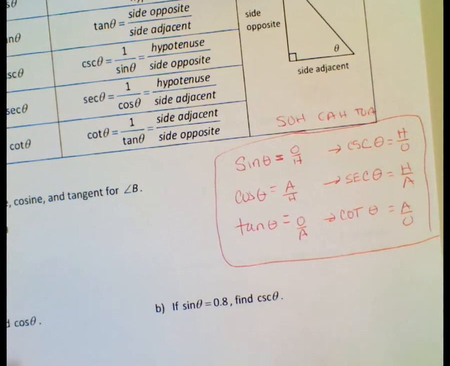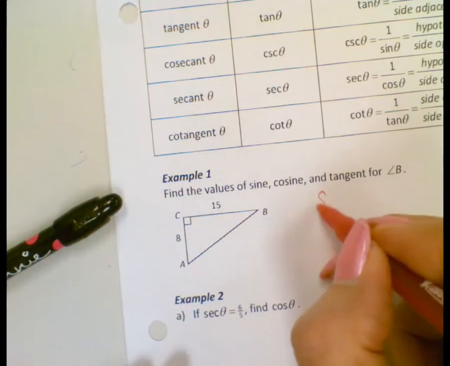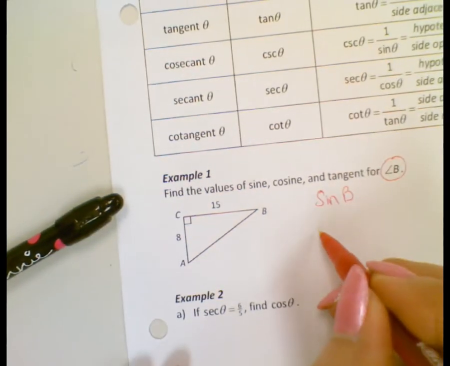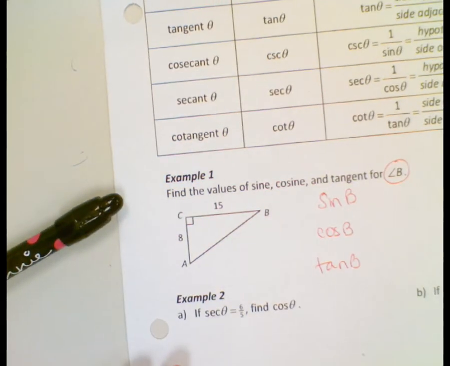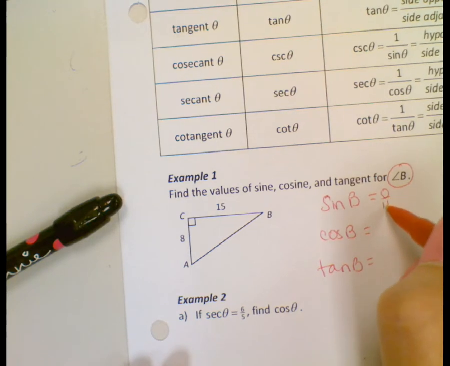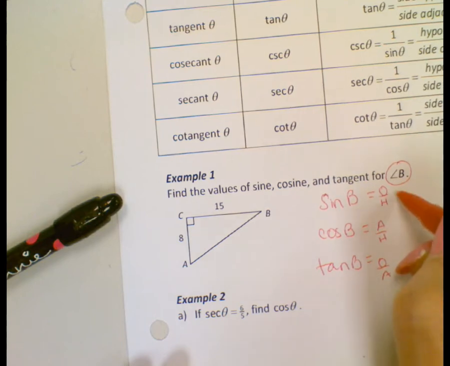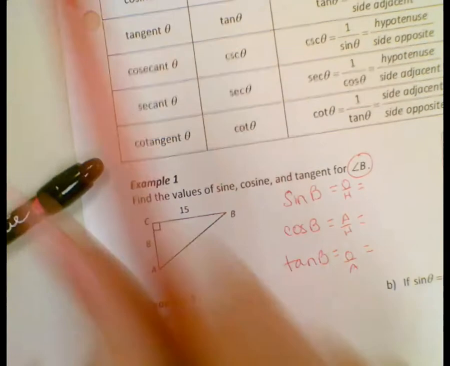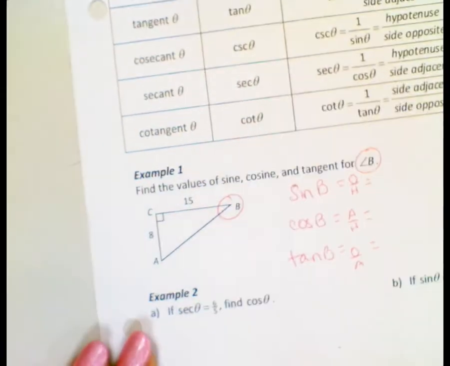Okay, so in example 1, you have to find the values of sine, cosine, and tangent, so let's get that ready. And it says for angle B, so we're going to go sine B, cosine B, and tangent B. All from B. Remember, sine is OH, cosine is AH, and tangent is OA. I sometimes write those just to make sure I don't mess up. Keep that in mind. And then we need to come over here to the triangle and circle angle B.